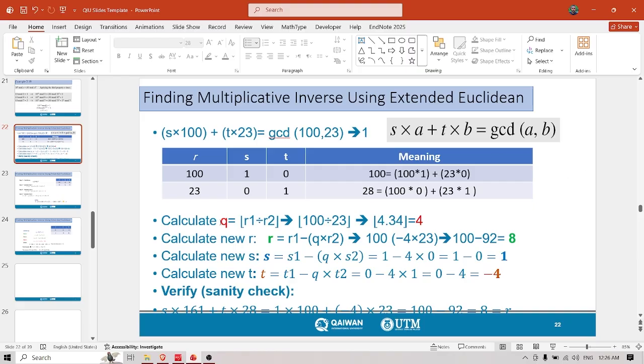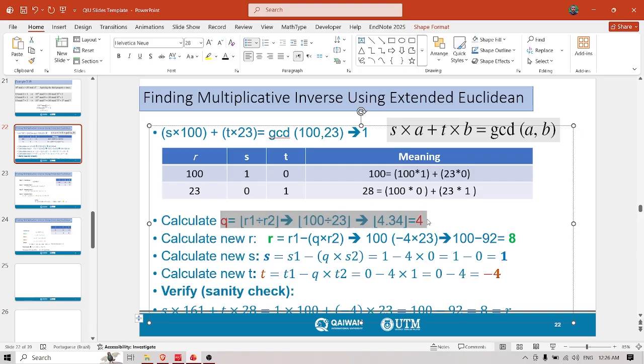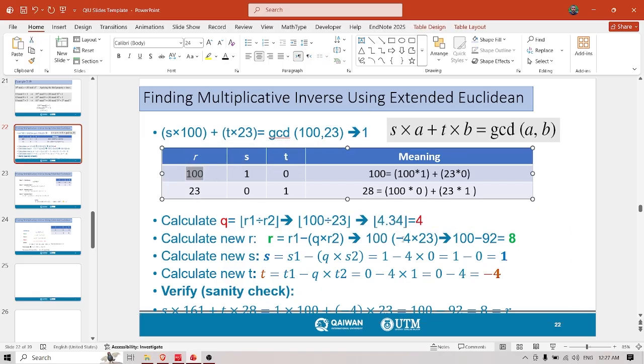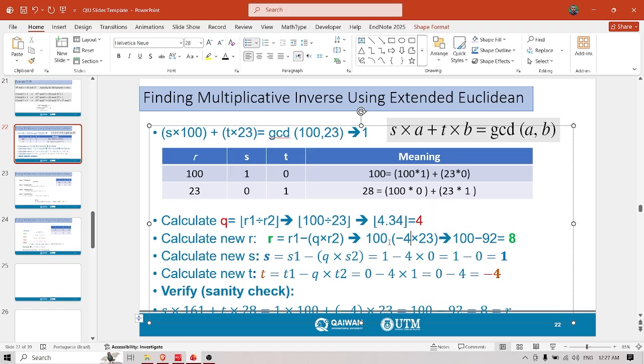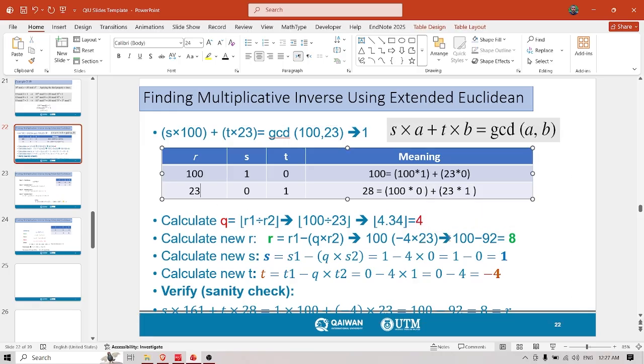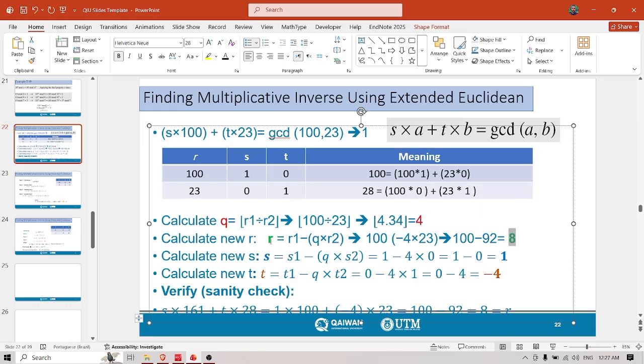Now first of all, we again calculate q, and the q will take the whole number. Now the r would be r1 minus q multiplied by r2. Now we say the r1, or the r will be equal to what? To r1. R1 is 100 minus 4. This minus took it from the equation, and the 4 is this 4. Now 23, which is the R2, we got 8. Now the R is 8.